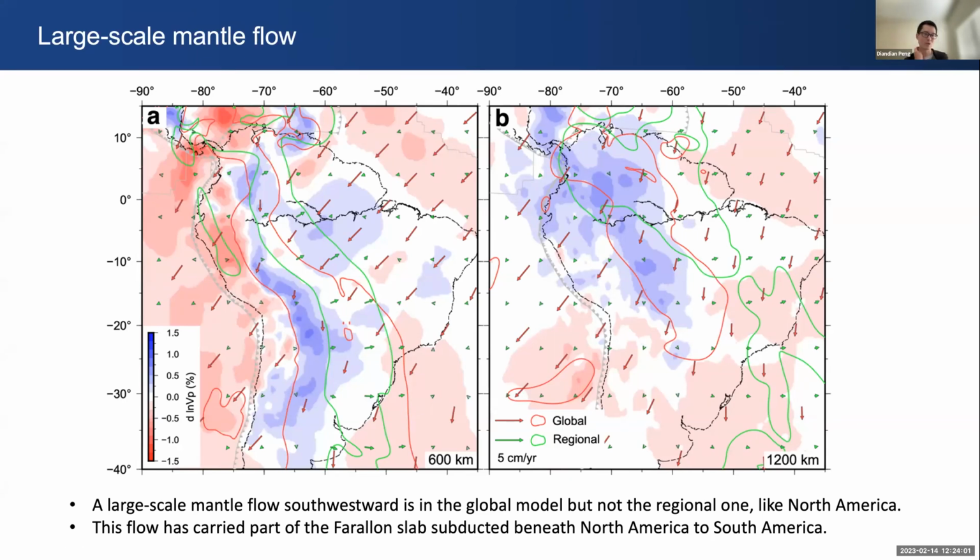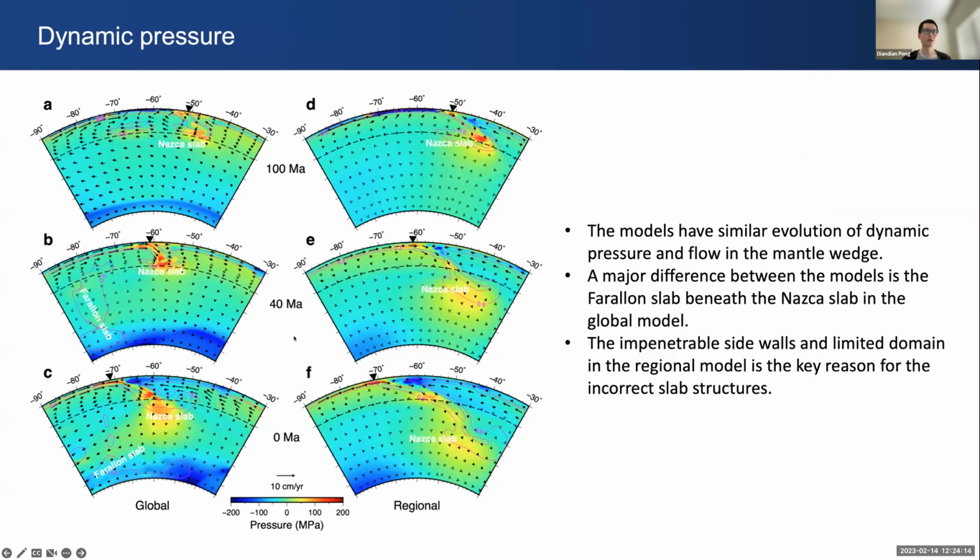One reason is that regional models have free slip walls. The other one is the model domain is limited, so they cannot cover such a large area. In terms of dynamic pressure, these two models are similar.